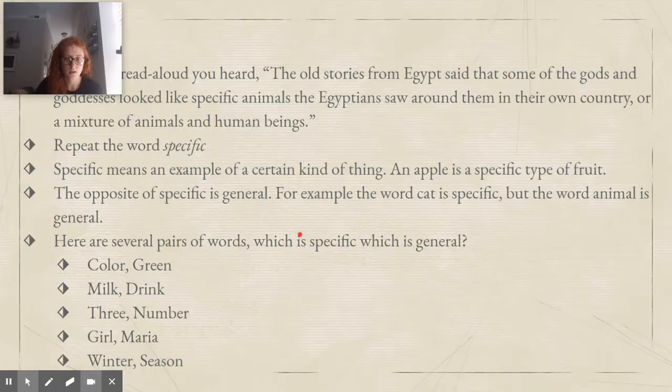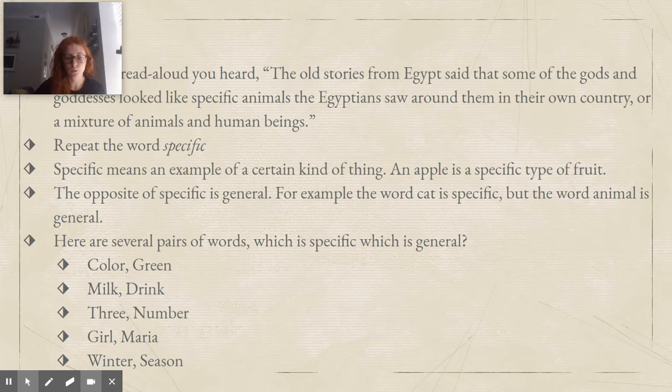Okay. All right. So in the read aloud, you heard the old stories from ancient Egypt said that some of the gods and goddesses looked like specific animals the Egyptians saw around them in their own country or a mixture of animals and human beings. I want you to repeat the word specific. Specific. Specific means an example of a certain kind of thing. An apple is a specific type of fruit. The opposite of specific is general. For example, the word cat is specific, but the word animal is general.